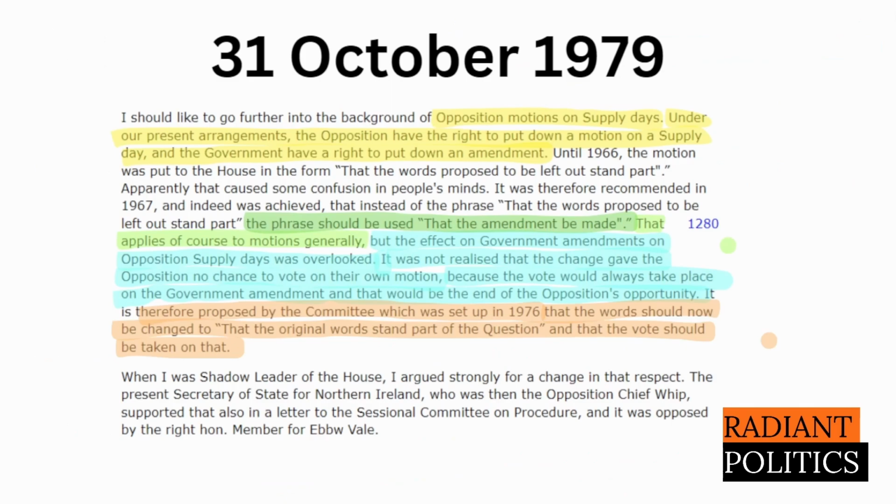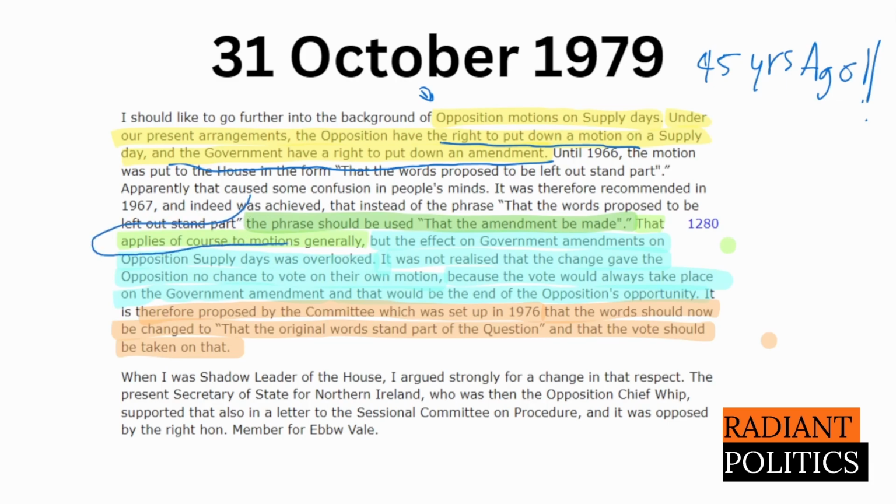This is the Hansard recording of the debate on the 31st of October, 1979, related to the procedure of the House. The yellow highlight describes how, on opposition days, the opposition can table their own substantive motion, and the government can also table their amendment to the motion. The green highlight talks about the procedure of the vote at the end of the debate: the amendment is put before the main motion, as we dealt with earlier, and that is usually the case.